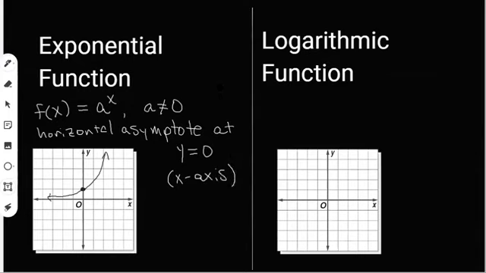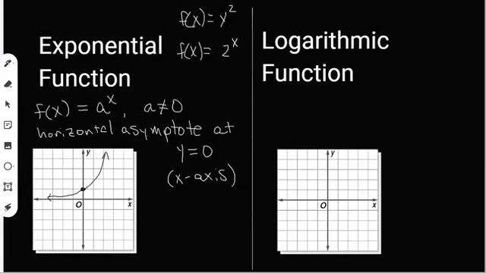This function is not like the quadratic function. So the quadratic function was f of x equals x squared. But if you wanted to make the number the base instead, it would look like this. F of x equals 2 to the x power. And that's the difference between the exponential and any other function.